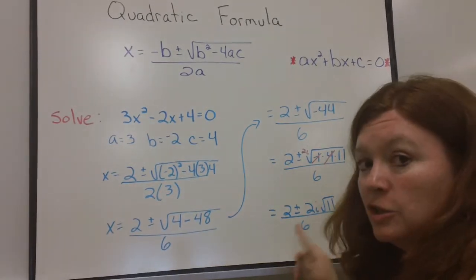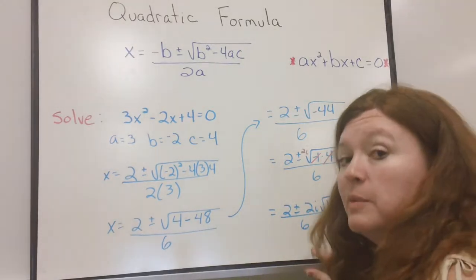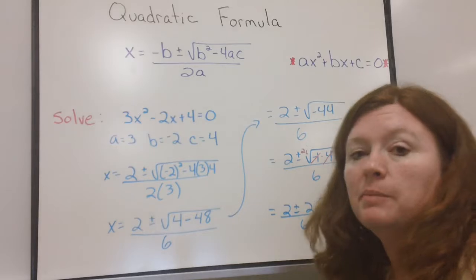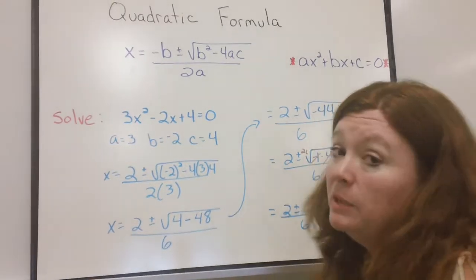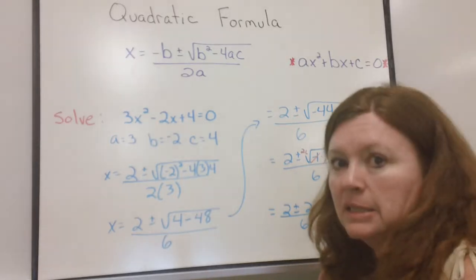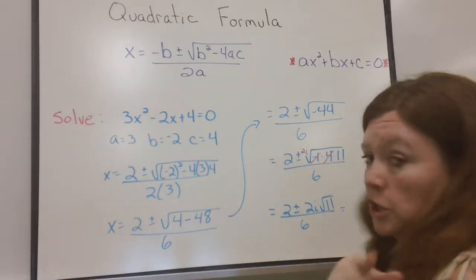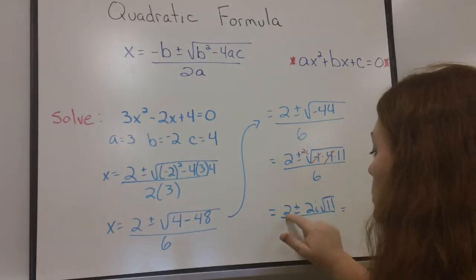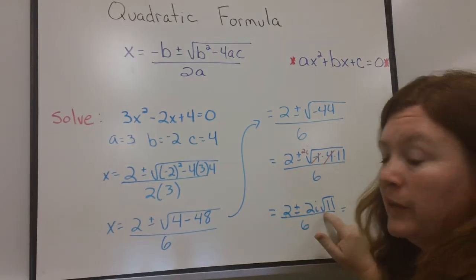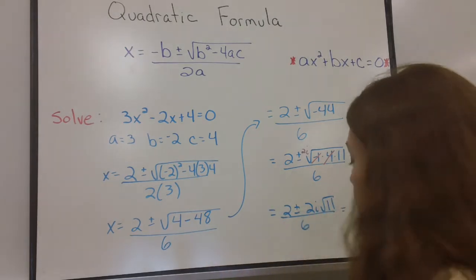In your final answer, you should always ask yourself, there are 3 terms. Do all 3 parts have some number they can be divided by? I'm going to reduce a fraction, but you cannot just reduce pieces. You have to be able to cancel all of them or none at all. I'll show you an example in a minute. But here's a 2, here's a 2i square root of 11, and here's a 6. They can all be divided by 2.